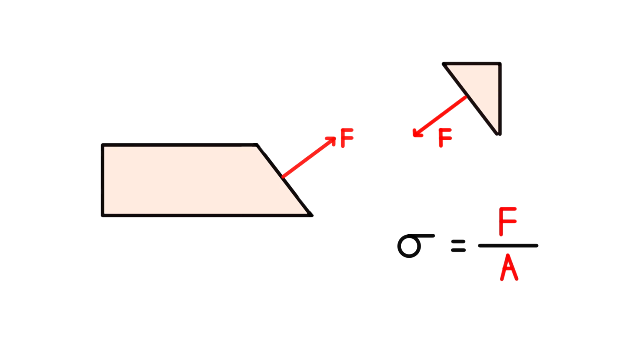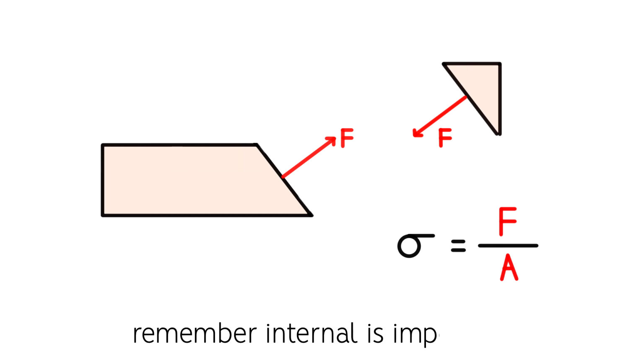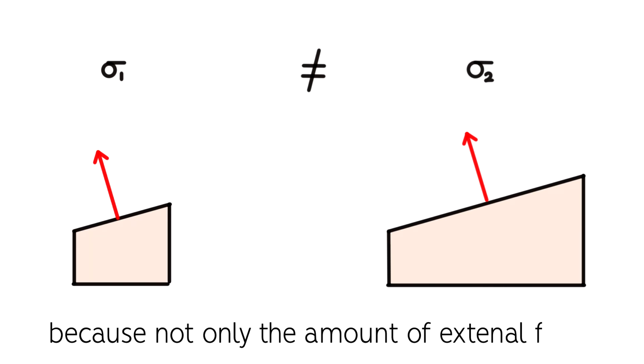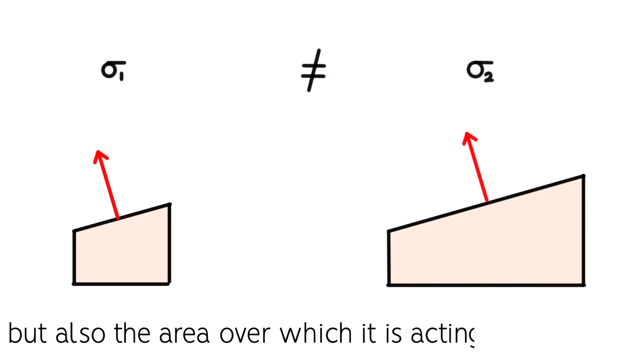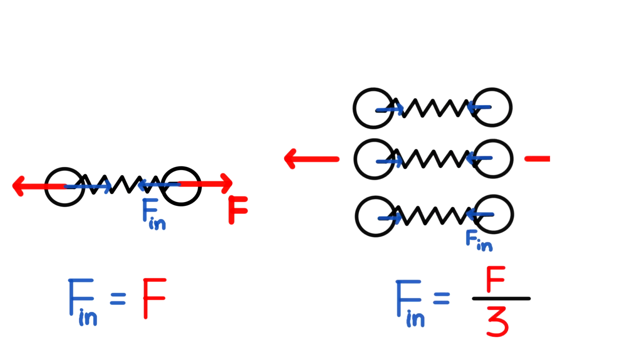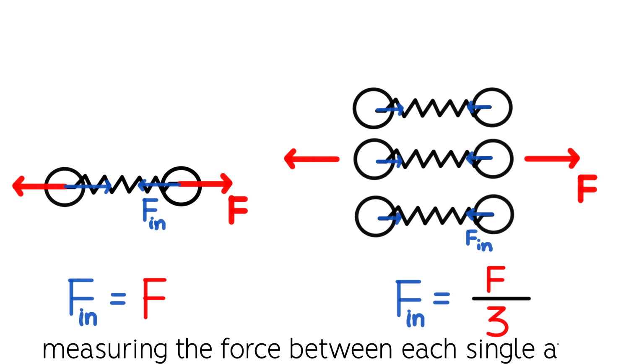Stress can be defined as the internal restoring force acting per unit area. Remember, internal is important. And the role of area in defining stress is quite obvious, because not only the amount of the external force, but also the area over which it is acting is important. Let's see a case where an equal amount of external force is applied on different areas. It is clear from the example that the internal force is different, which is important. By dividing by area, we are somehow measuring the internal force between each single atom.